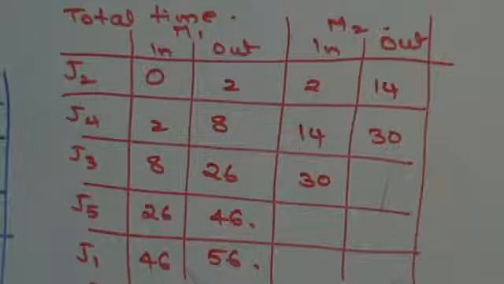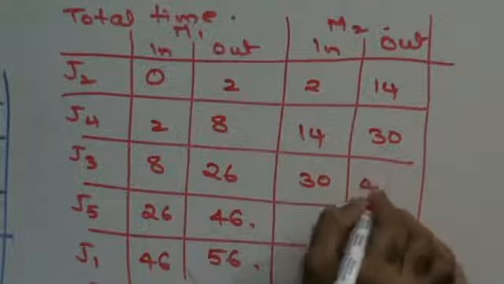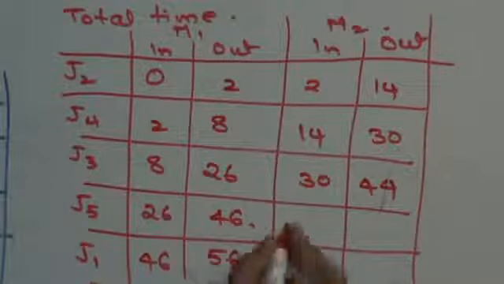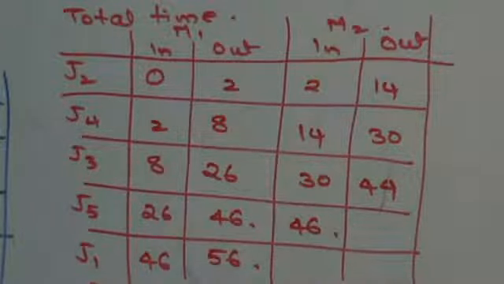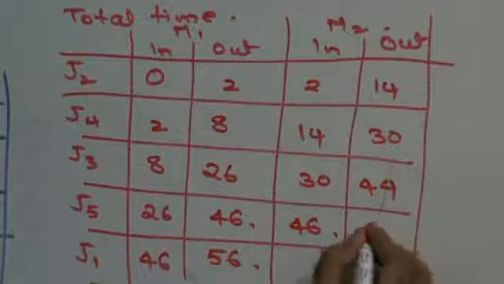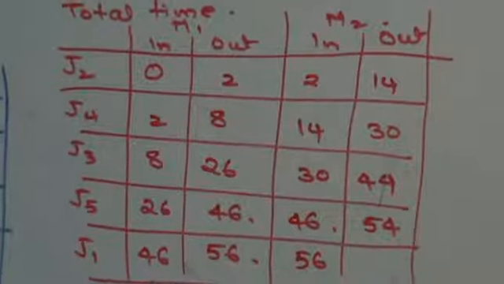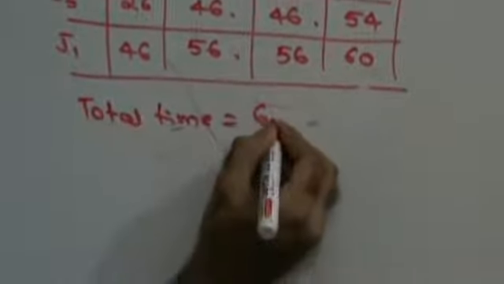J3 takes 14 hours, that means 44. Now 44 is less than 46. Since 44 is less than 46, therefore you will write this as 46. Then J5 takes 8 hours, so that is going to be 54. 54 is less than 56, so you will write this as 56. J1 takes 4 hours, so 60. So in that case, my total time to complete the job is 60 hours.